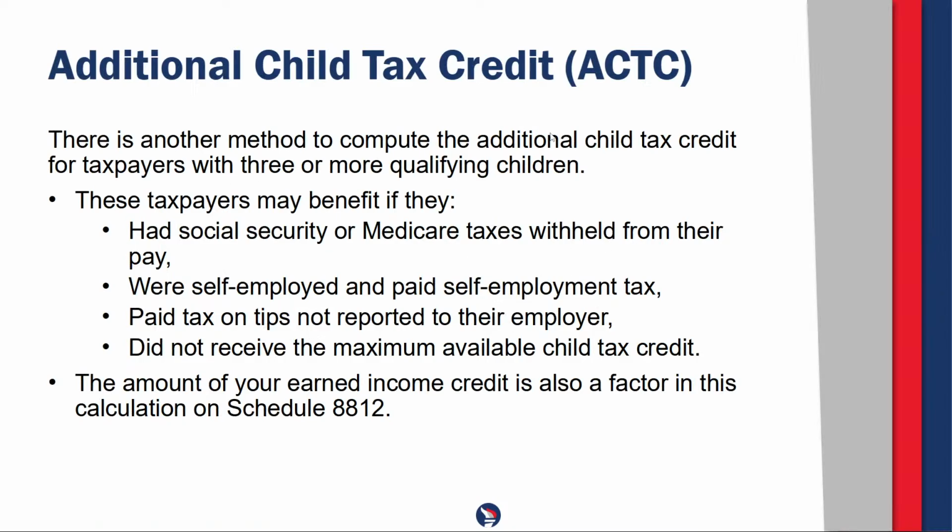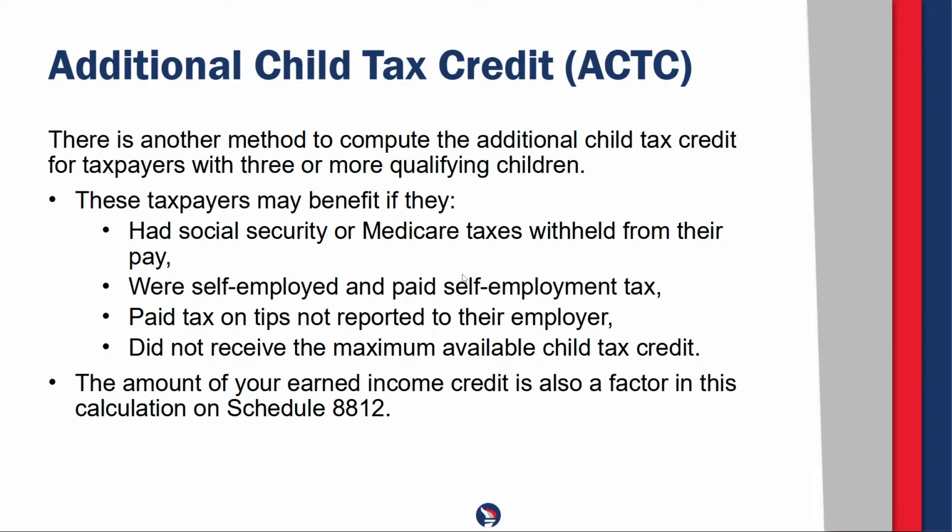There's another method to compute the additional child tax credit for taxpayers with 3 or more children. These taxpayers may benefit if they had Social Security or Medicare taxes paid, they were self-employed and paid self-employment tax, paid tax on tips not reported to their employer, or did not receive the maximum available child tax credit. This is also factored in Form 8812. I'm not going to spend a lot of time worrying about this with you. If it's triggered, Fusion will grab it.